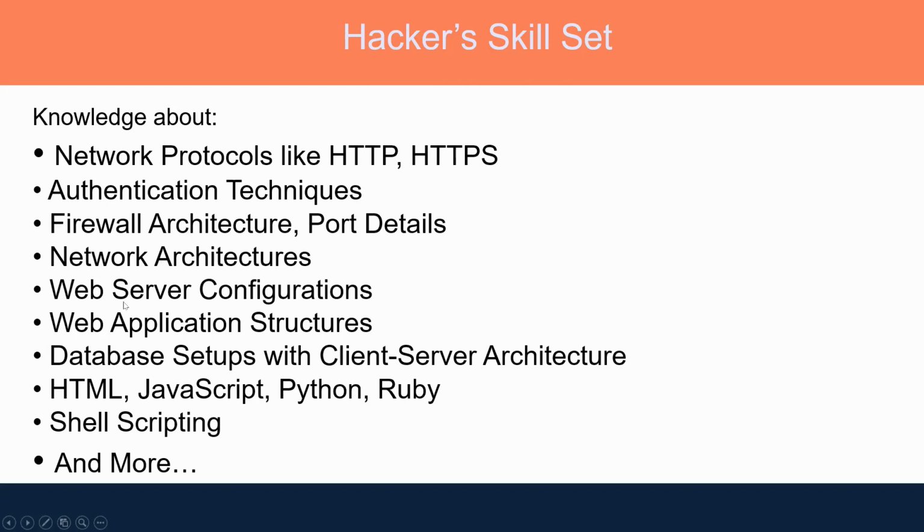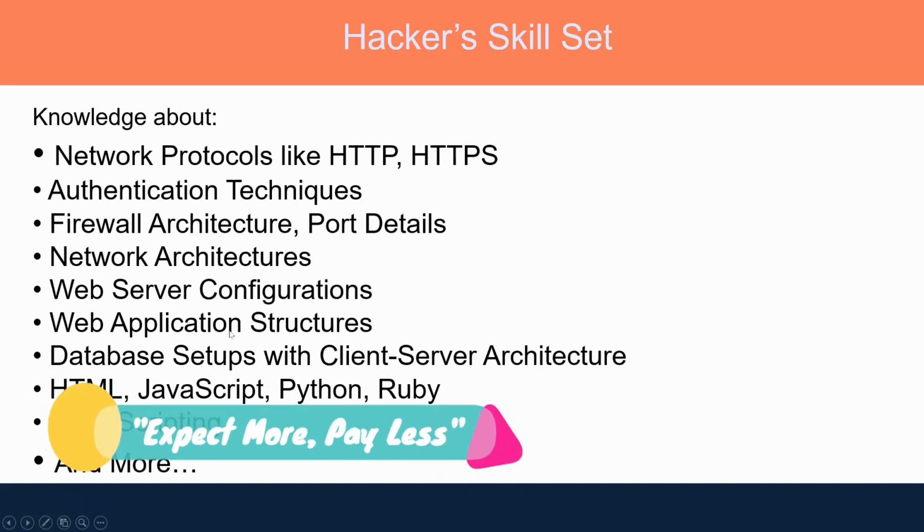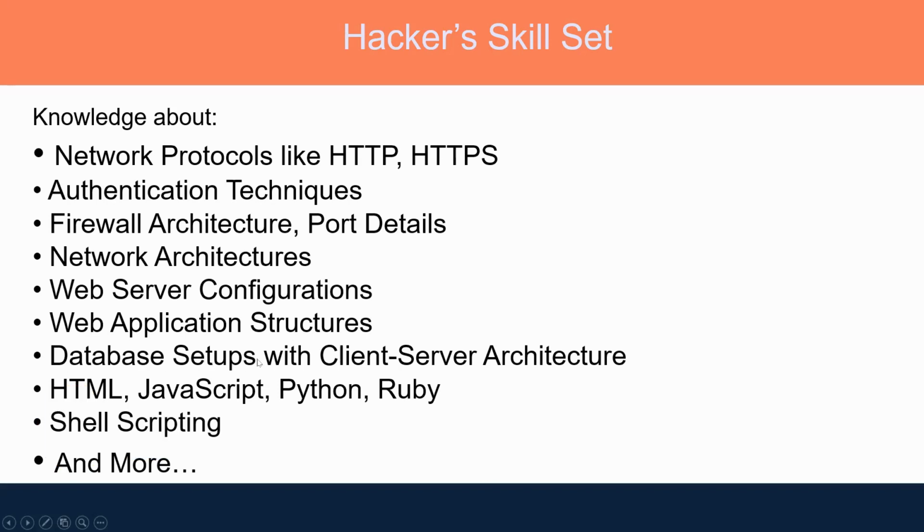And also you need to understand web server configuration, how the web server is configured. There are different types of web servers installed in organizations, like we have IIS, Internet Information Services, we have Apache, we have Tomcat. So all the web server configurations we need to understand. Also, we should understand the web application structure. So client-server architecture we need to understand in the web application, and also the database setup and the client-server architecture of the database.